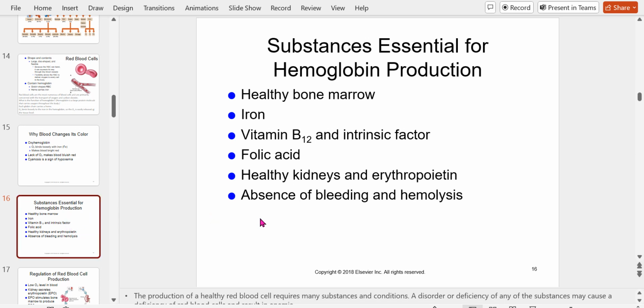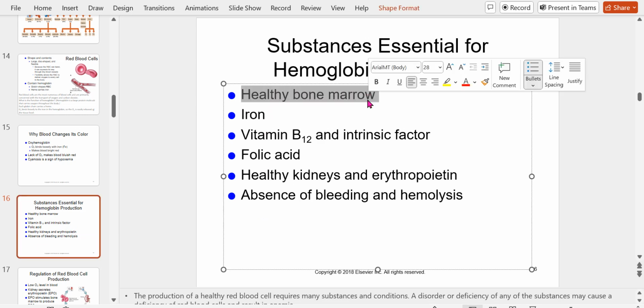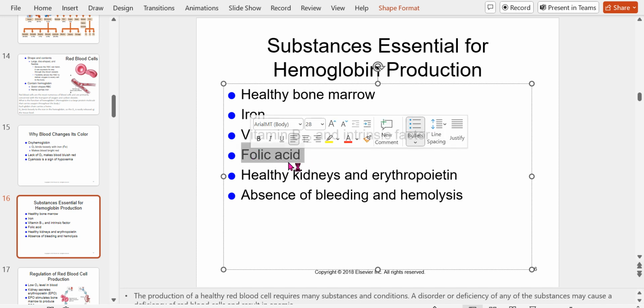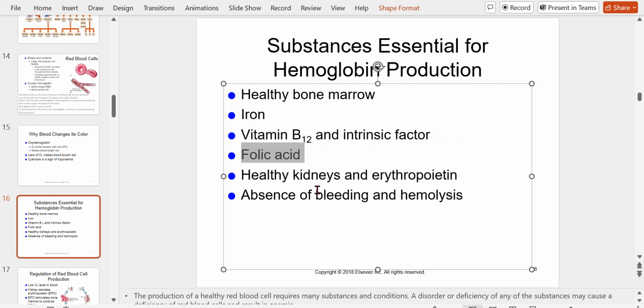Substances essential for hemoglobin production. Absolutely, you need healthy bone marrow. You ain't making any blood if you don't have healthy bone marrow. You need a source of iron, vitamin B12, intrinsic factor, folic acid. You've heard of that one when a female's pregnant. Need a good dose of that. Please consult your physician before doing anything I ask.